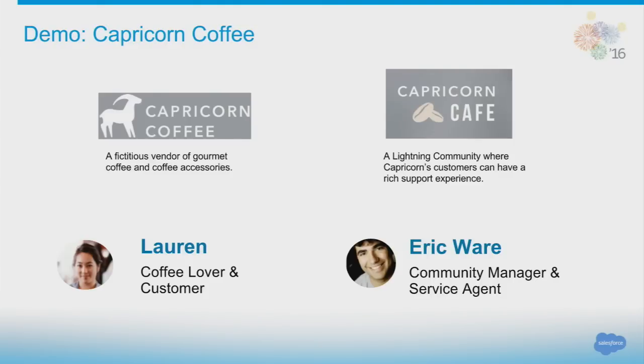So just to set the stage, we're going to be a fictitious coffee company called Capricorn Coffee. We're a fictitious vendor of gourmet coffee and coffee accessories. And we're going to be working in the Capricorn Cafe, which is our Lightning-based customer-facing community.